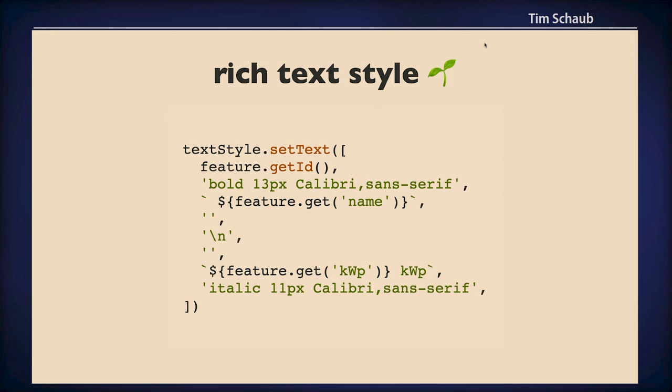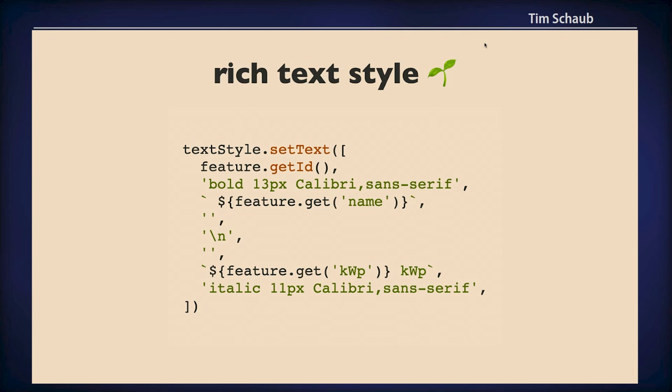And the next important thing that was added is rich text style. Previously, when you used the text property of a text style or the setText method, you could provide a string and that would be styled with the style properties that you have on the text style. Now you can instead provide an array, and this array always contains pairs of a text that you want to render and the style. This is a CSS font style that you want to render it with.